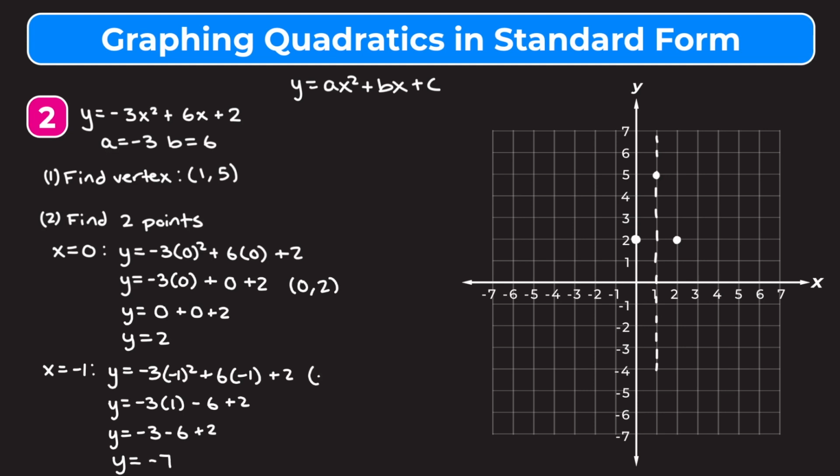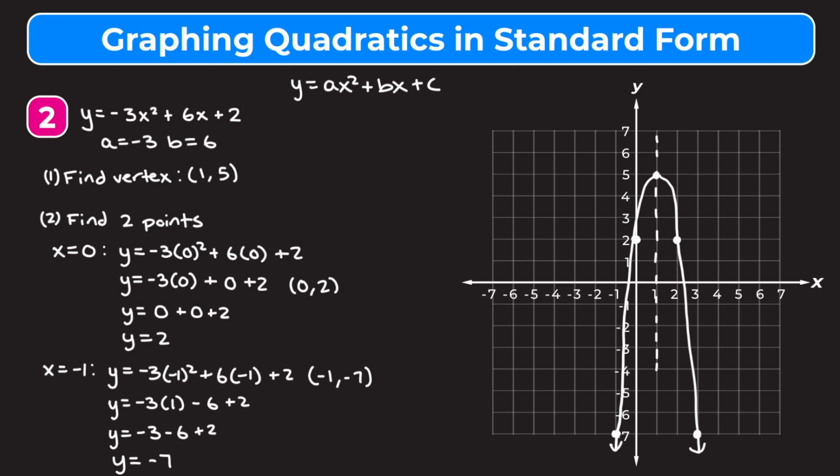So this gives us the point negative 1, negative 7, which is all the way down here, almost off our graph. And we are going to mirror that across our axis of symmetry to get the point 3, negative 7. And we are going to sketch our graph like this. And we just want to make sure that our graph should be upside down, and it should be because our a value is negative. So we at least know that our graph has the right orientation.